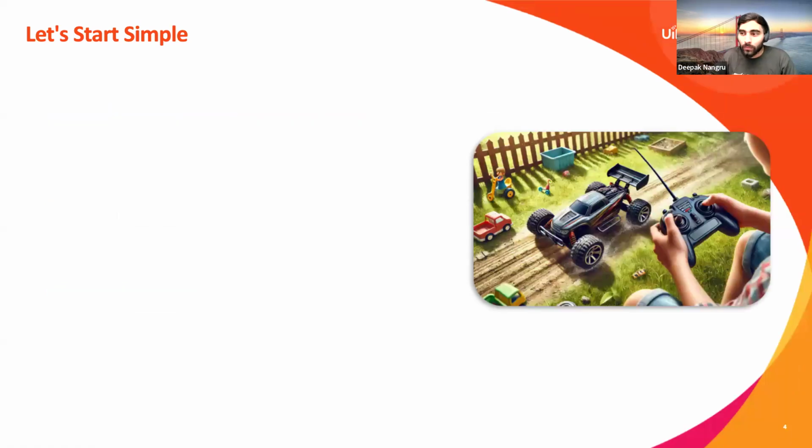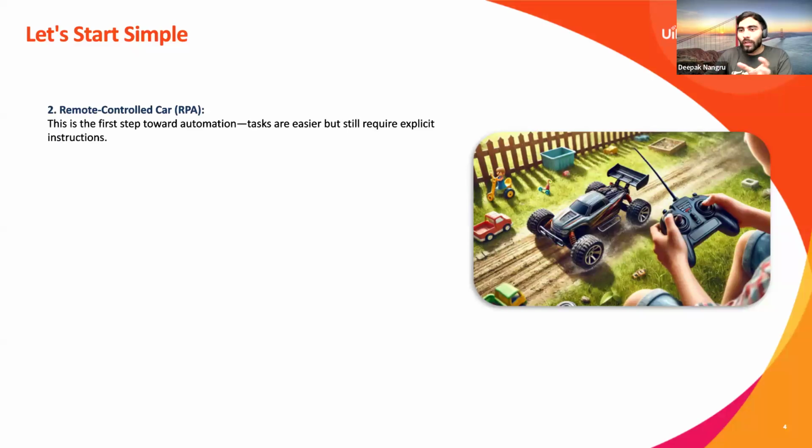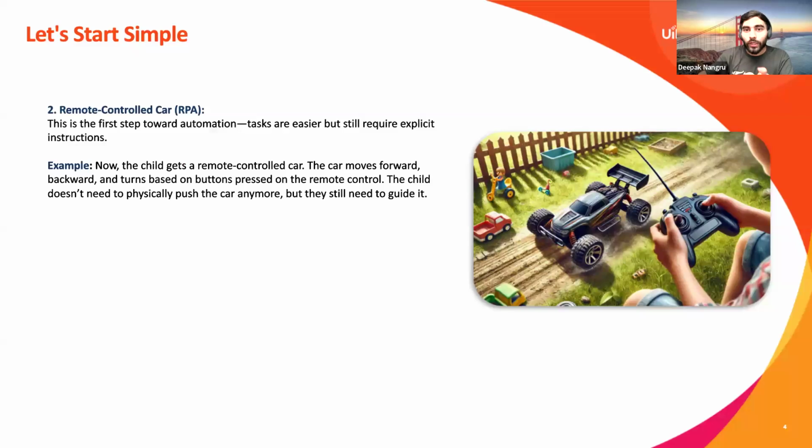Then a stage came where remote control cars appeared. The remote control car is RPA in the context of automation. This is the first step toward automation, because a person doesn't have to push the car, or lift it and take it back and push it again. In this we have a remote. We can press the forward joystick and move the car ahead, press the back joystick and take the car back. So we are passing instructions for it to run.